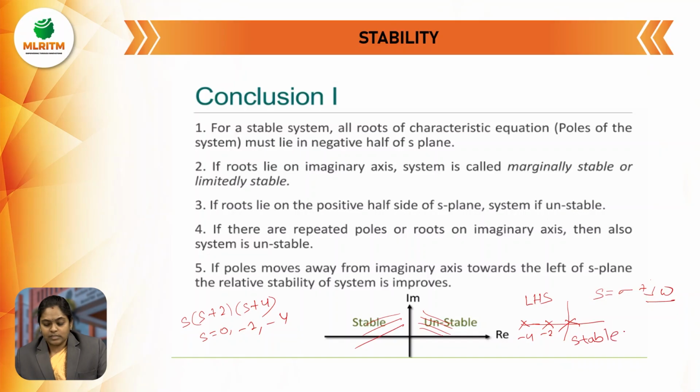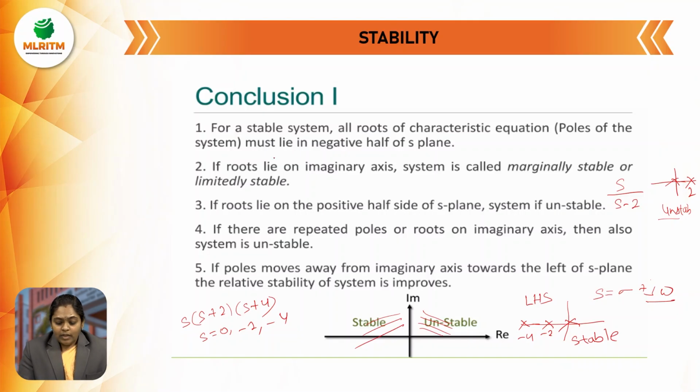Let me take another example, which is s into s minus 2. Here there is one pole present at the origin, and there is another pole present on the right side, that is at point 2. As one pole is located on the right side, the system is said to be what? Unstable. If there are n number of poles, even if at least one pole is present on the right side, then it is called an unstable system.